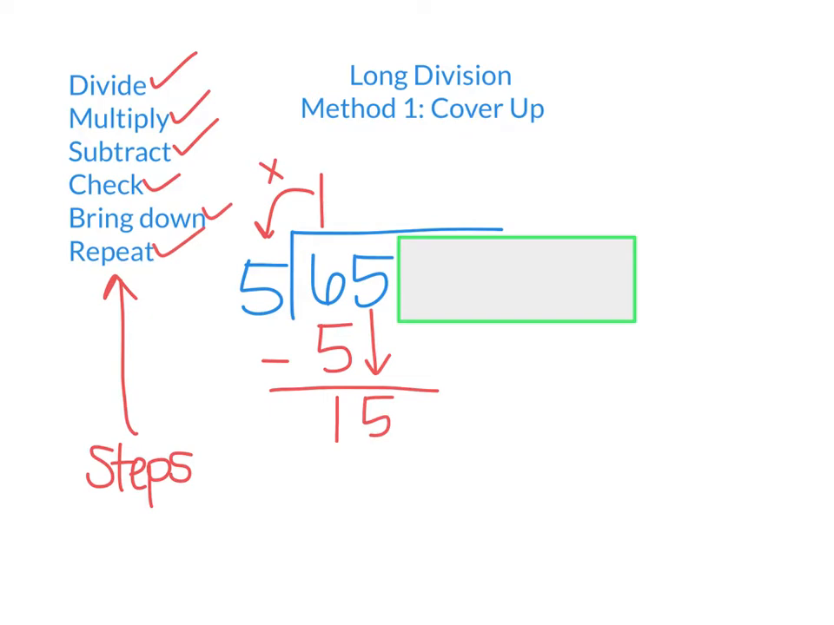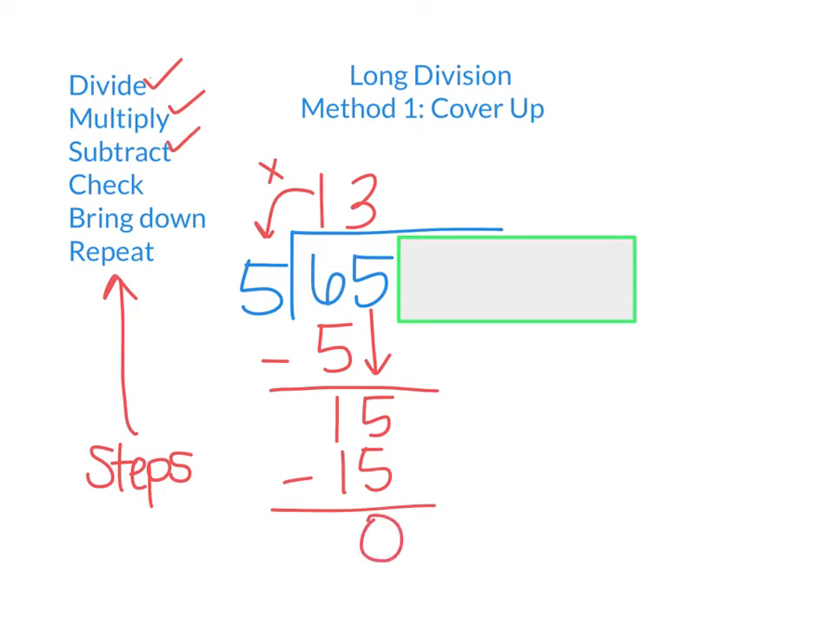So I am going to now do the same thing that I did with my 6. I'm going to do it with 15. So how many times does 5 go into 15? That would be 3 times. That's my divide. I'm going to multiply 3 times 5 right here to get 15. I put that under my 15. My next step is to subtract. 15 minus 15 is 0. And I'm going to check, is my 0 smaller than my 5? Yes, it is. The next thing I'm going to do is bring down.